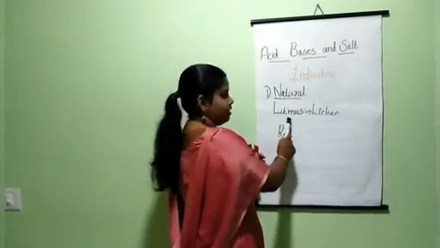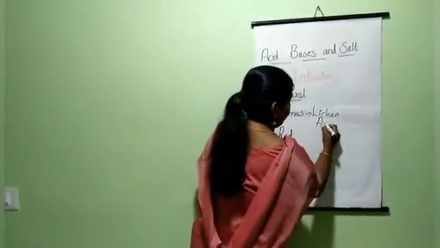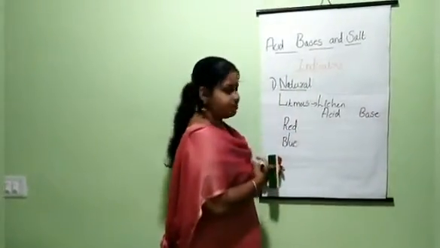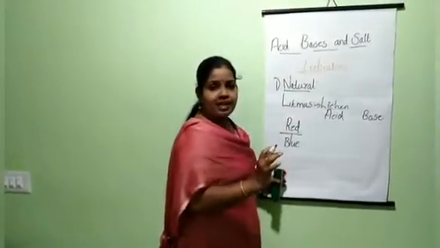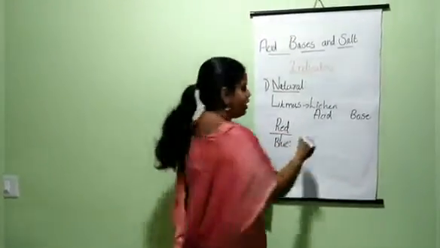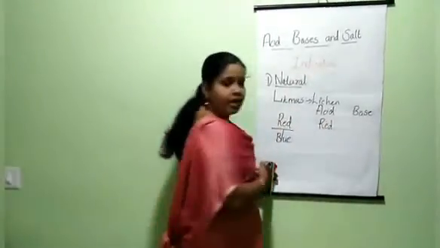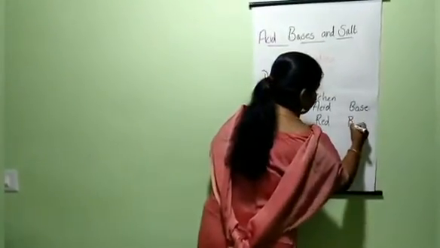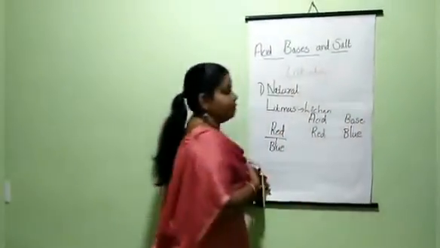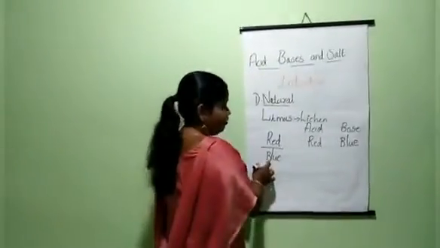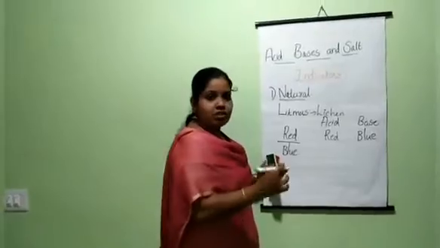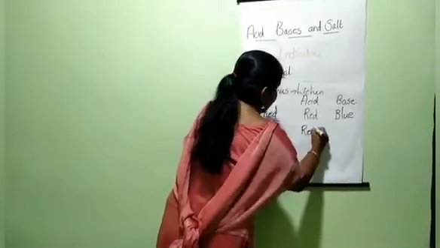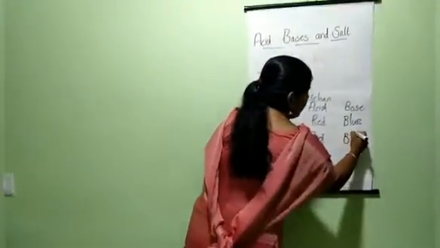If we are using a red litmus paper to identify whether a substance is an acid or a base, how can we identify them? If we are using a strip of red litmus paper, the red litmus paper remains red in acidic solution. The red litmus paper changes to blue color in basic solution. If we are using a blue litmus paper, what will be the change in color? Blue litmus changes to red in acidic solution and blue remains blue in basic solution.